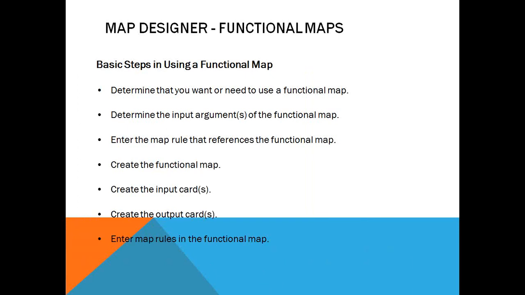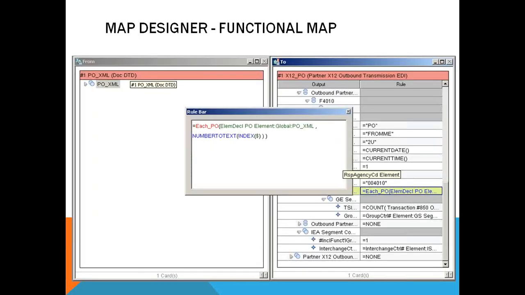Then the basic steps in using a function. Basically we covered when we have to create the function: determine the input, document the function, enter the map. This slide I talked about again. So this is an example of how to create a function map.